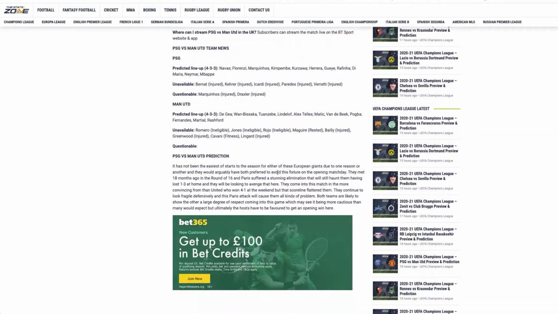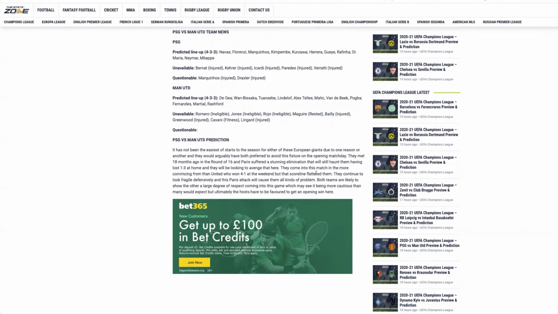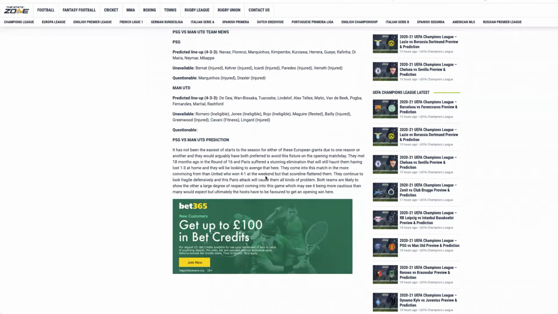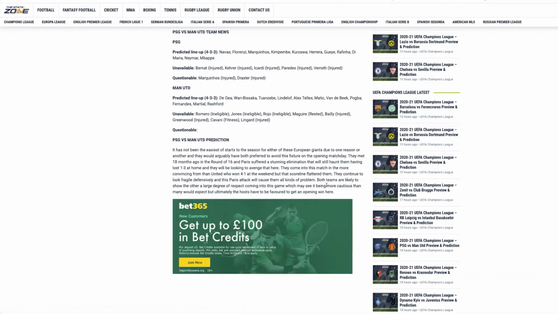I don't know. It's not been the easiest of starts for either of these giants due to one reason or another. Arguably, both preferred to avoid this game on opening match day. They met 18 months ago in the round of 16, and PSG suffered a stunning elimination that will haunt them. They come into this game the more convincing from United, who won 4-1 at the weekend. That score, United versus Newcastle, 4-1, really flattered them. It really does, because it was 1-1 deep into the game and then it just sort of got away. They continue to look fragile defensively, and PSG will cause all kinds of problems.